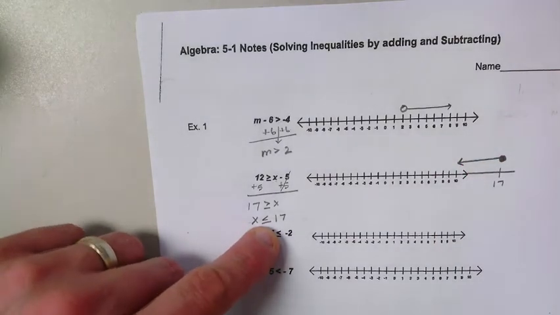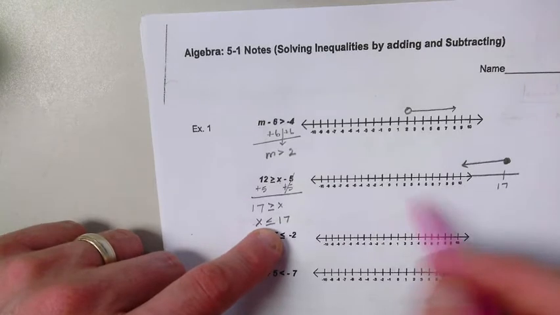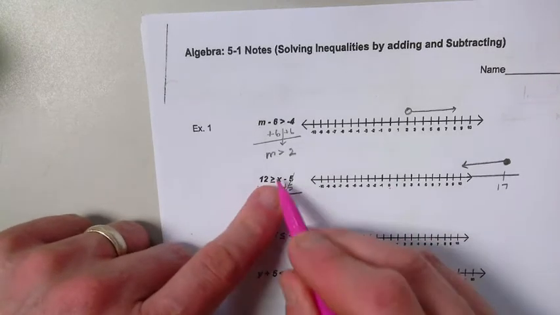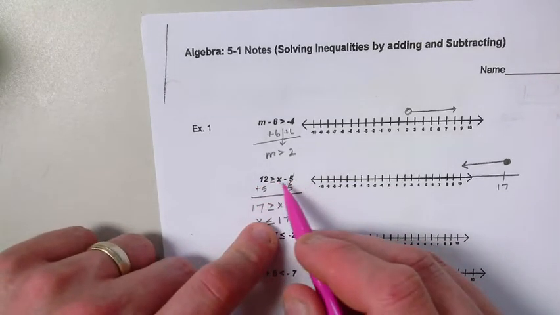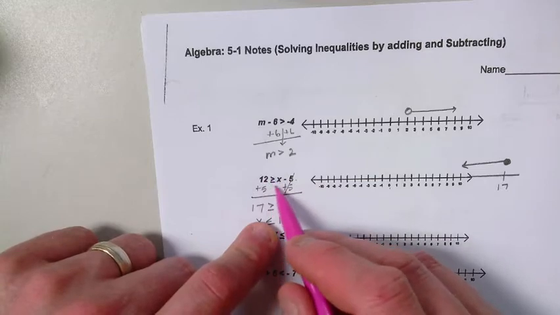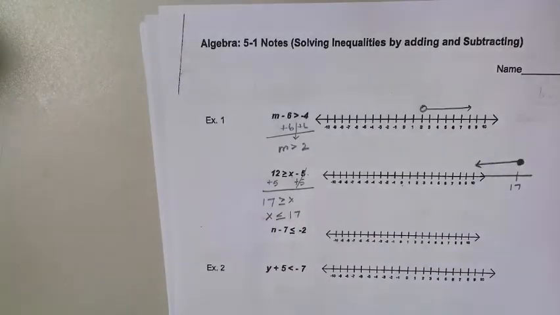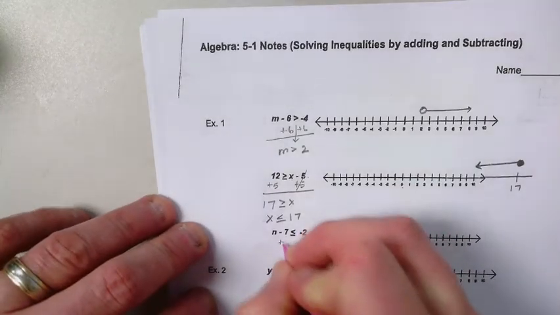If I was to pick any number out here as a part of the solution, if I pick 0, 0 minus 5 is negative 5. Is 12 greater than or equal to negative 5? You betcha. So again, just solving for the variable. If I go ahead and do this next one, plus 7.